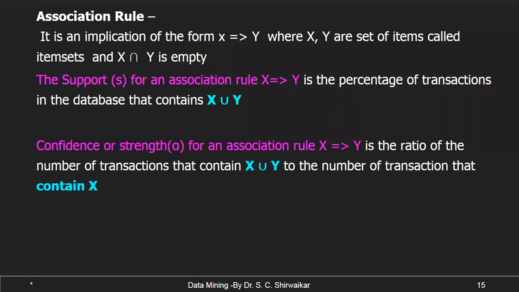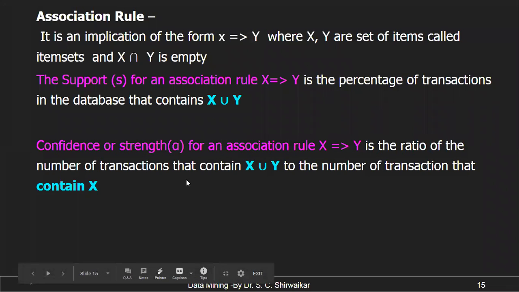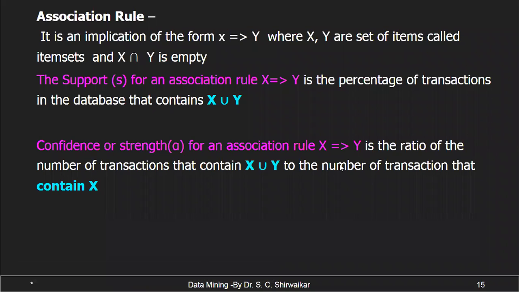And the next one is what? The confidence or strength of an association rule, just concentrate here, what is the rule of it? X implies Y is the ratio of the number of transactions that contain X union Y, meaning the combination of these two items, to the number of transactions that contain X. This is actually a probability value.